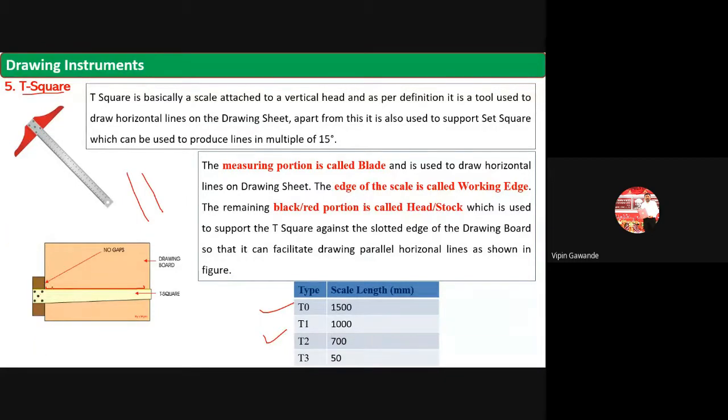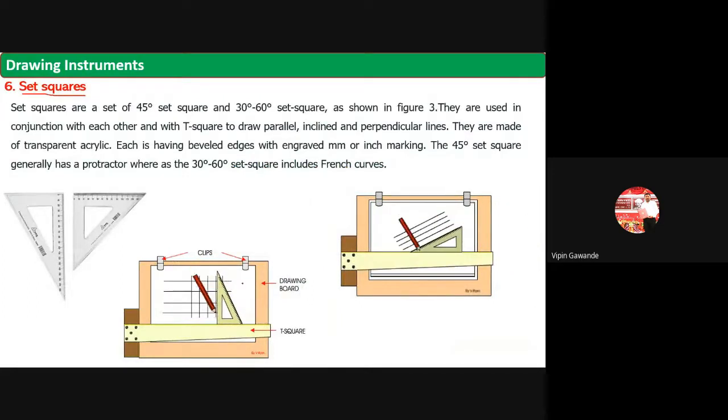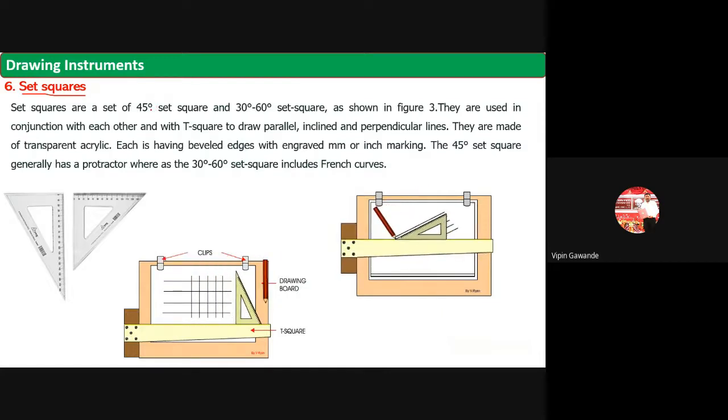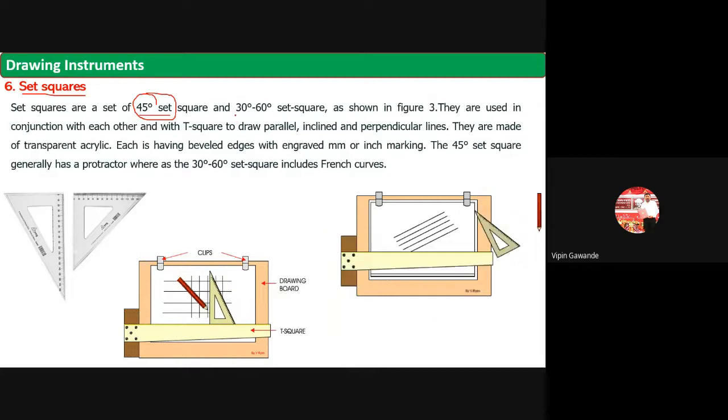Now suppose you have to draw an inclined line, so what do you have to use? We have to use the set square. Along with the T square, we have to use the set squares. Now there are two types of set square, and they will ask these questions in the examination. Identify the type of the set square from the following options. One set square is of 45 degree, and another set square is of 30-60 degree.